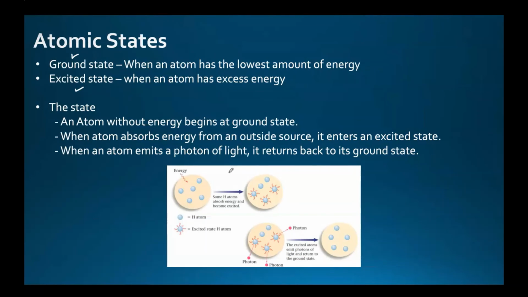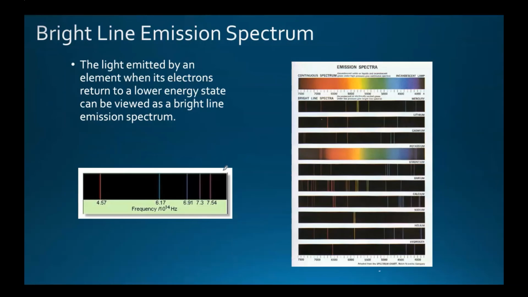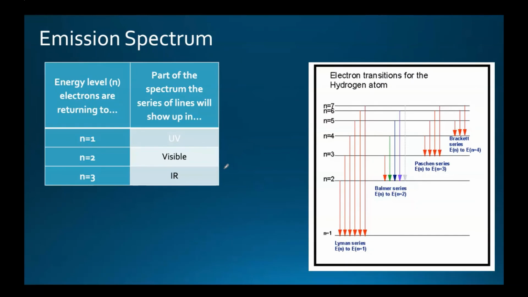Okay, so we now know what is meant by the ground state and excited states, right? Then let's apply this concept to the line spectrum. Okay, so when light is emitted by an element, its electrons return to a lower energy state, and it can be viewed as a bright line emission spectrum, right? So when light is emitted by the electrons, when electrons return to different energy levels, it is going to show up in a different part of the spectrum.